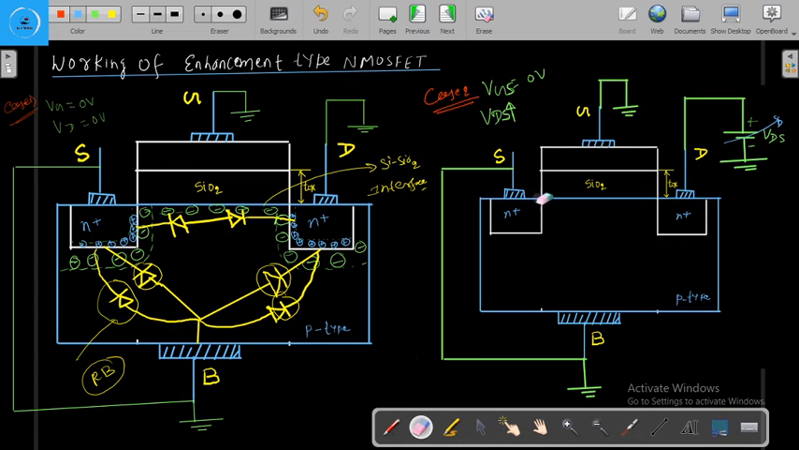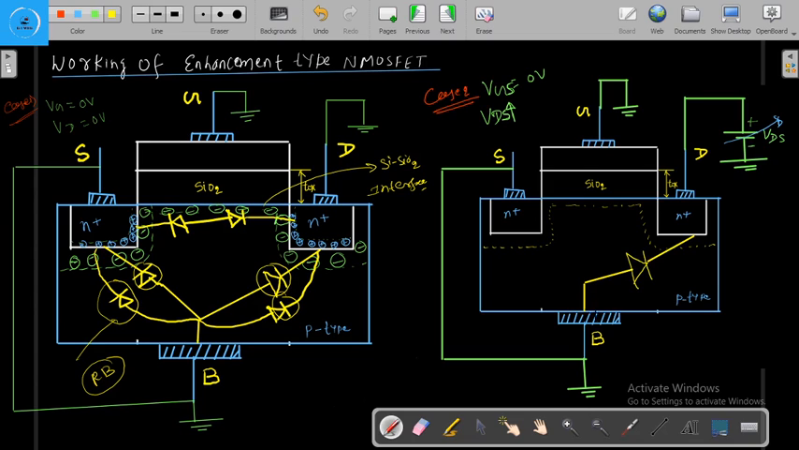So what will happen here? We have seen that the depletion region will exist here, when the VG is 0 and the drain is 0. Now what happened here? We have also seen that there was a diode.